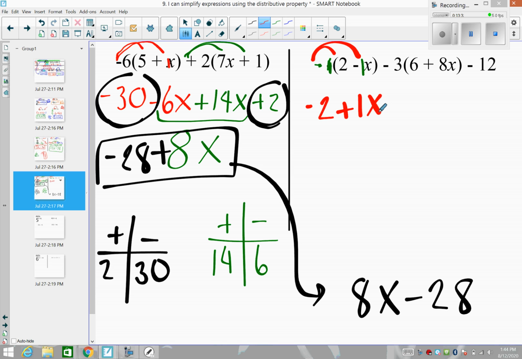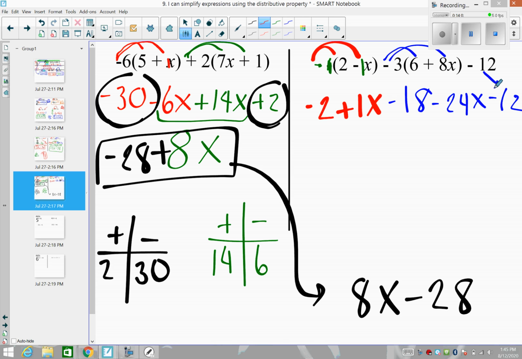Now we're going to do that again on the next parenthesis. We're going to multiply, and then we're going to multiply again. And then we put the x back. So we multiplied the negative 3 to the 6, and then we multiplied the negative 3 to the 8. Put the x back. Now that minus 12 is not in the group. So I'm simply going to just drag it down. It's not part of the distributive property.